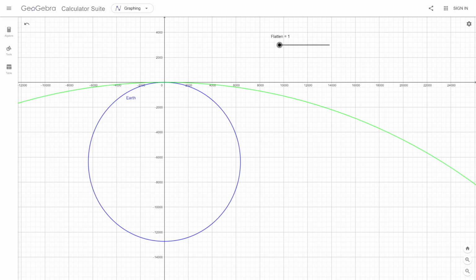So you can see here in GeoGebra, I've drawn the Earth in blue with a radius of 6371 kilometers, and I've drawn the light ray in green with that big radius of 40,000 kilometers. I've also centered it on the horizon just to make the geometry a little easier.